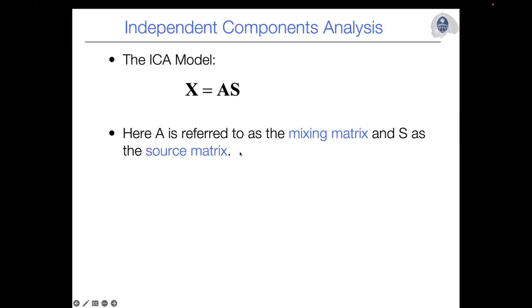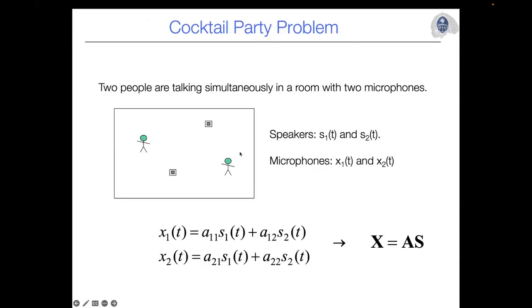But in general, in ICA, we want to solve this problem knowing just X. So we don't know what S is, and we don't know what A is, right? And so now it becomes from a trivial problem to an impossible problem, right? I mean, we now have two equations and we have six unknowns, right? That doesn't seem doable unless you put some sort of assumptions on the problem. And that's what we need to do in ICA, right?